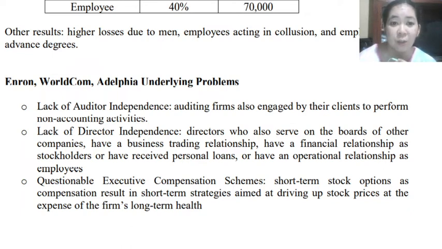Another is, there is a questionable executive compensation scheme. Short-term stock options as compensation result in short-term strategies aimed at driving up stock prices at the expense of the firm's long-term health. So again, this questionable executive compensation scheme is maybe done because of the personal and financial interests of those executive personnel. They want to gain more than what is equitable for them to receive from the entity. So it resulted in fraud.